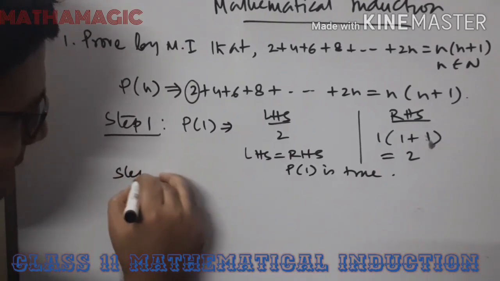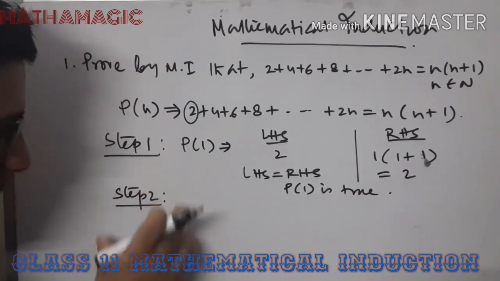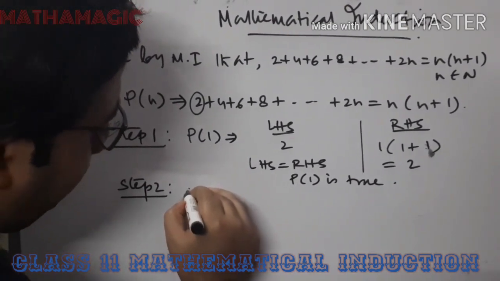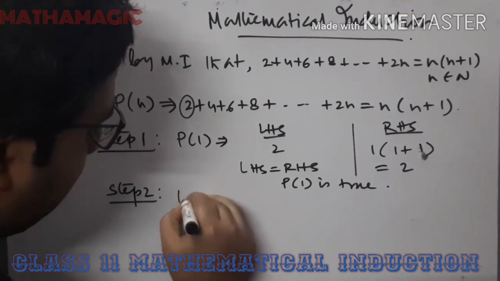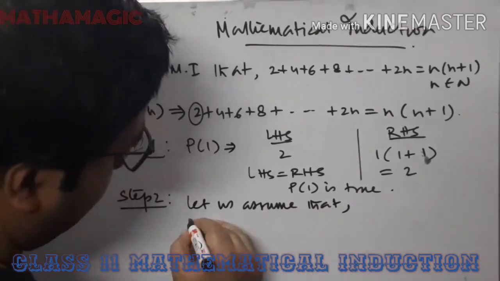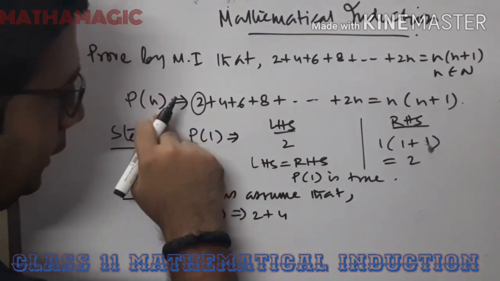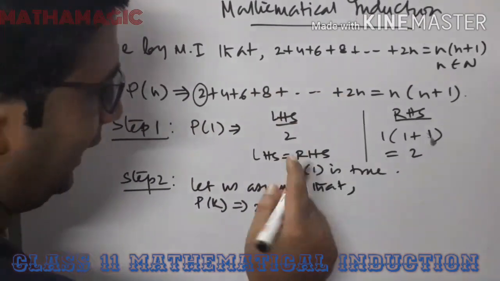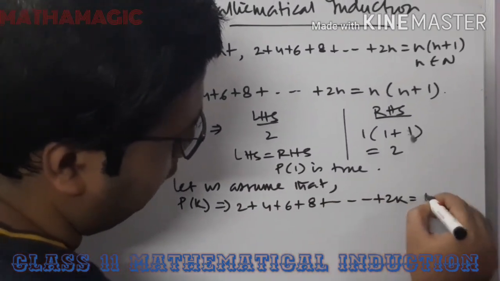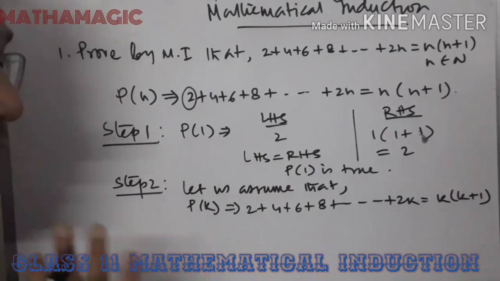Now we will go for the second step, that is step 2. I am repeating once again that no need to write step 2, but you have to remember the steps. That is why I am writing. So in step 2, we have to write that let us assume that P of k equals to, just write the same, whatever is in P of n, just replace the n by k. So it will be 2 plus 4 plus 6 plus 8 plus dot dot dot up to 2k equals to k into k plus 1. Let us assume that P of k is this. We are done with the step 2.